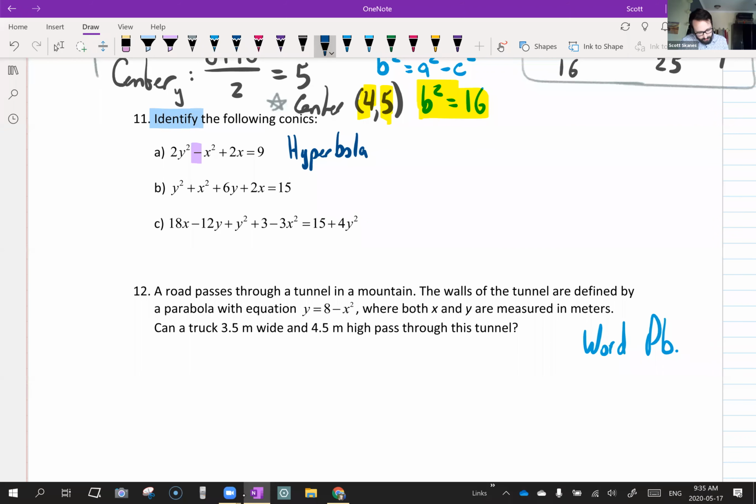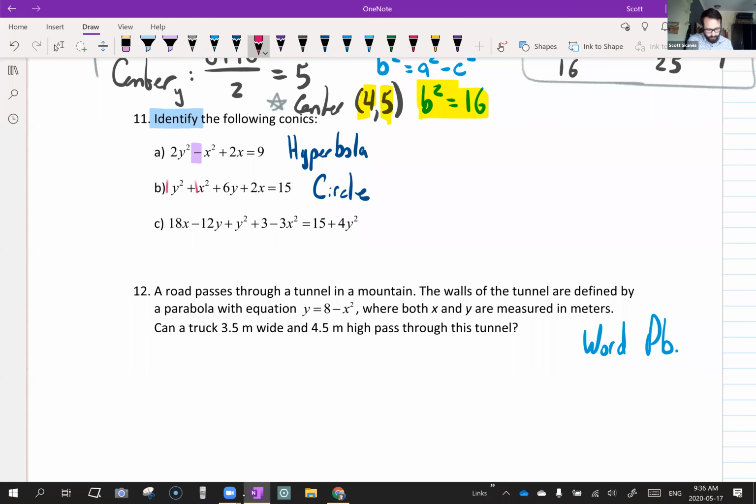How do I know it's a circle? I know it's a circle because the squared term here and the squared term here both have the same number in front of them, which in this case is a 1. So they both have 1 in front. We know it's a circle.